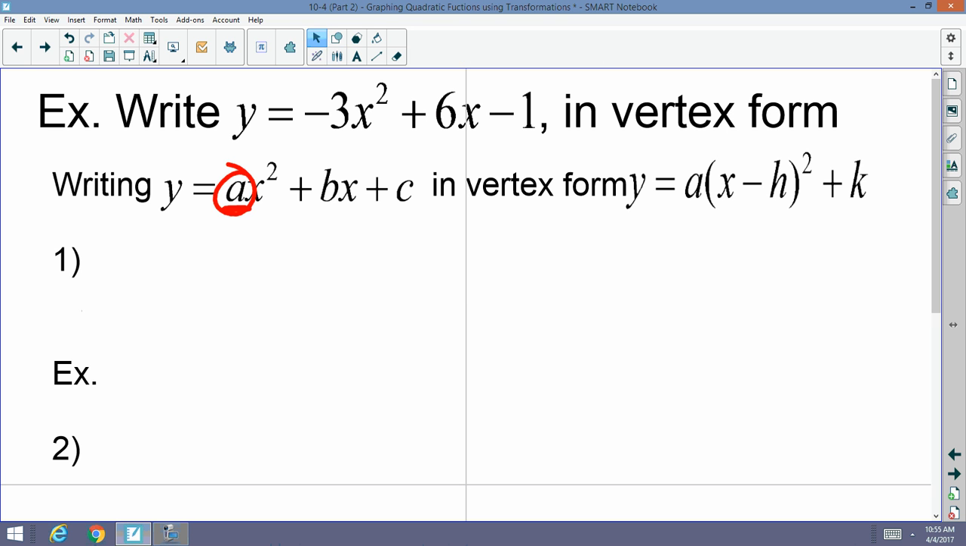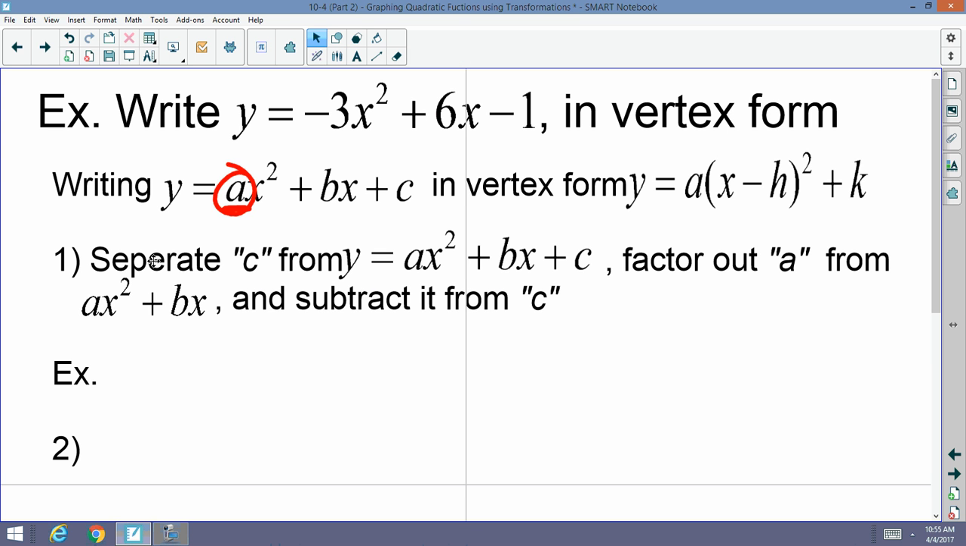Step 1, what you are going to do, guys, is separate the c from the ax squared and the bx. But then you're going to factor out an a only from the ax squared and bx. You're not going to touch that c. Do not touch that c.